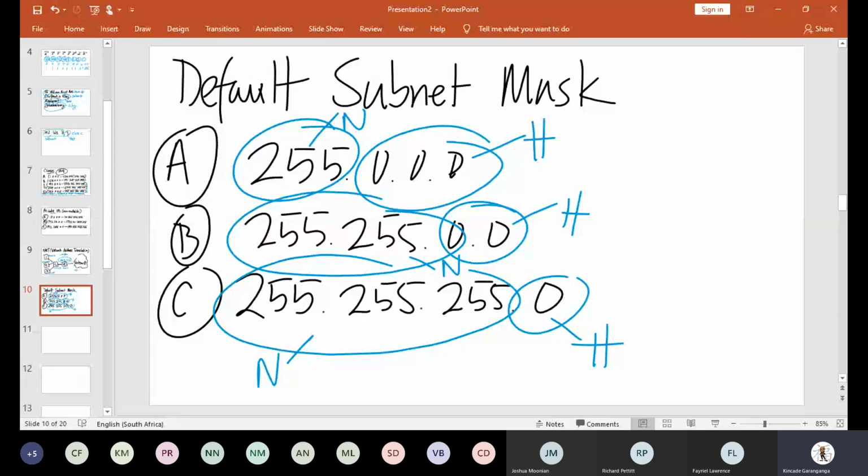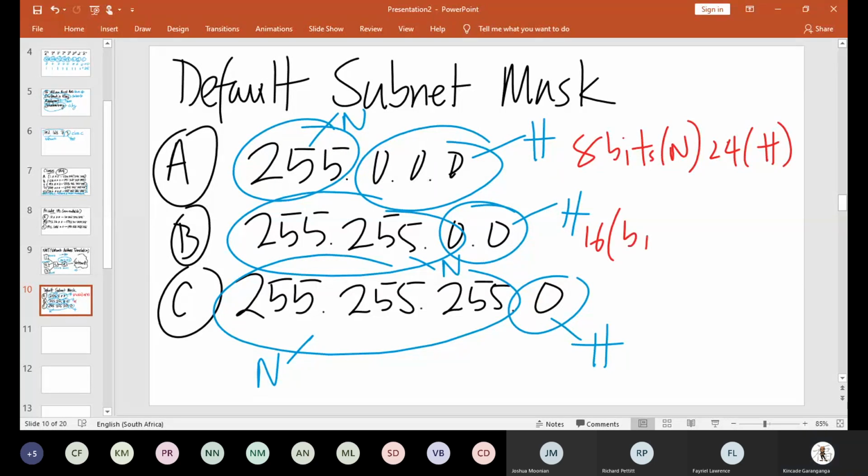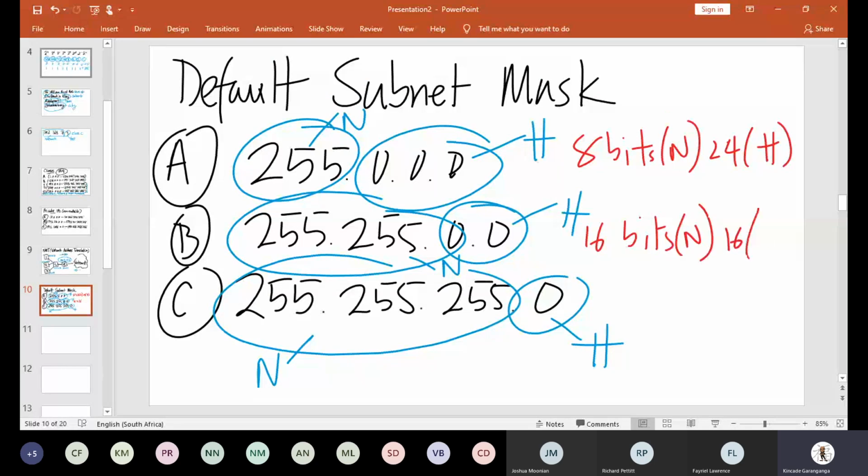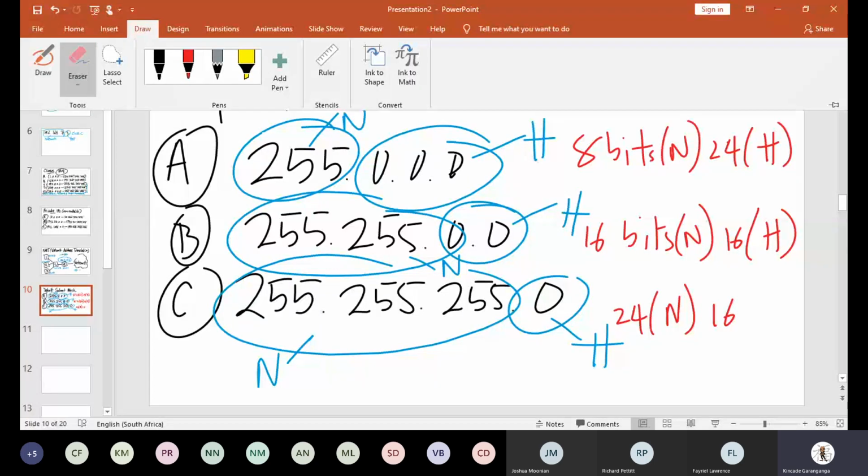So from a generic point of view, for class A we are looking at 8 bits for network and 24 bits for your host. For class B, you're looking at 16 bits for network, and then you've got another 16 bits for host. And then for class C, you've got 24 bits for network, and then you've got 8 bits for host.